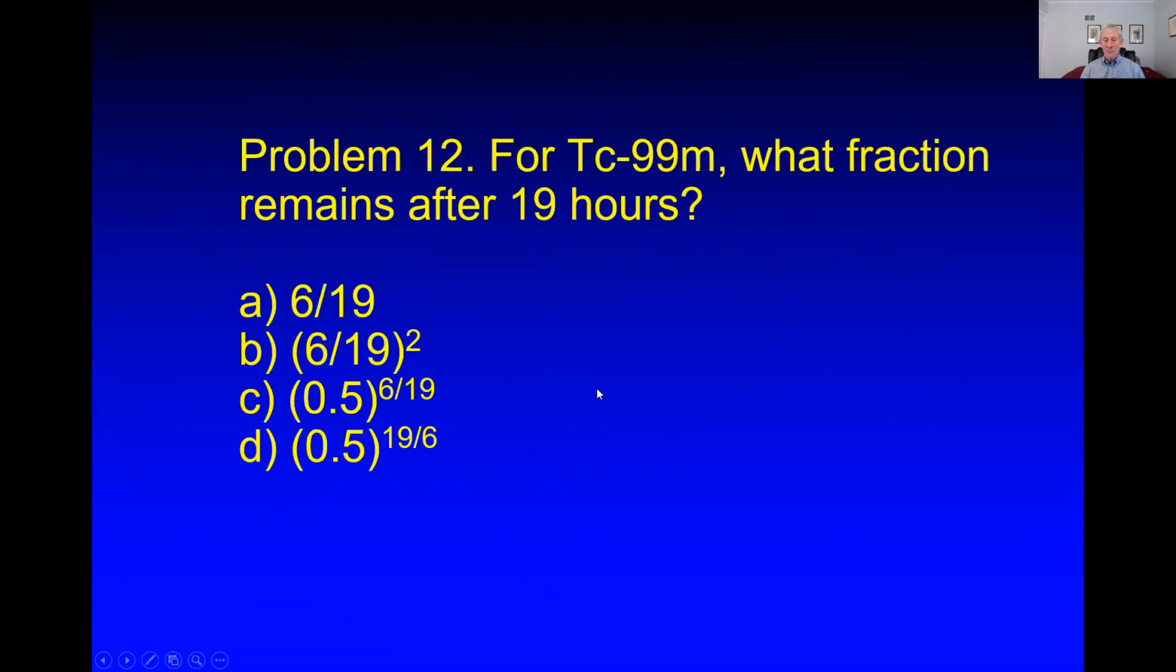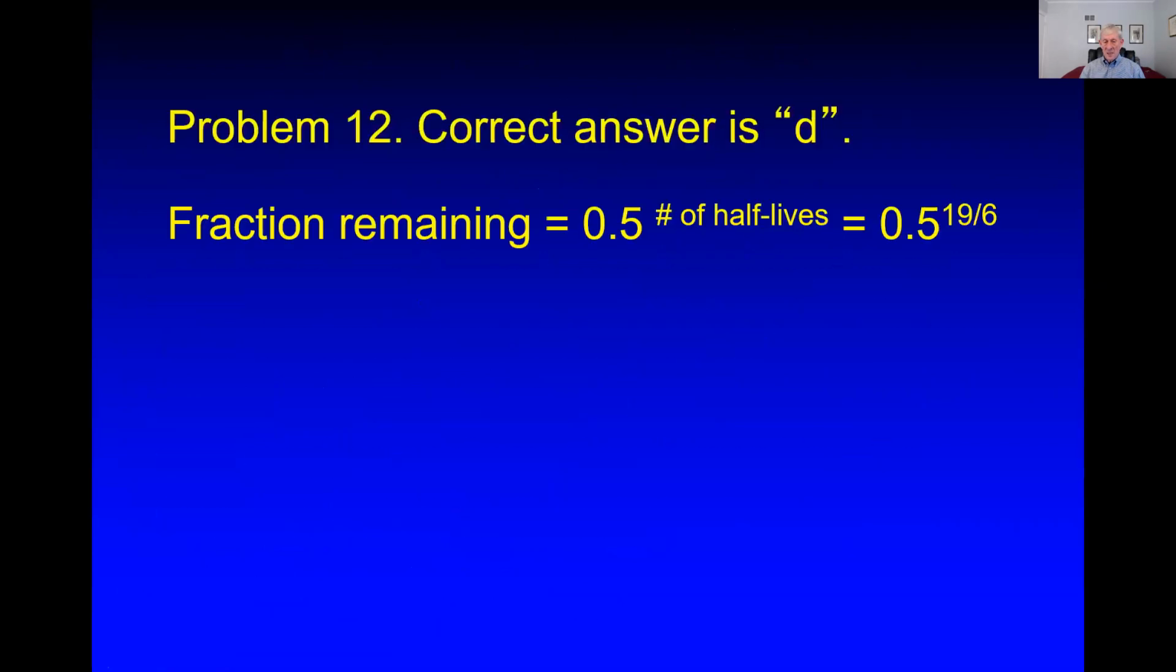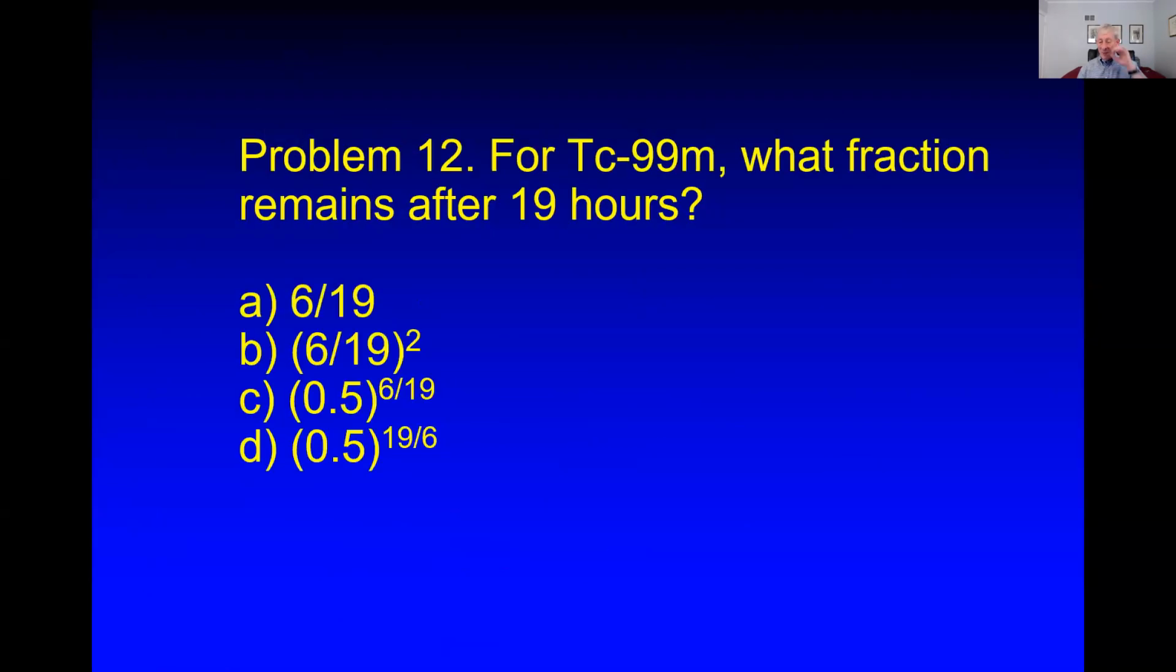And there it is. Okay. This is probably the last decay problem. For technetium, what fraction remains after 19 hours? A or B or C or D? Who's got it? D. D like David. Sure. It's 1/2 to the power of elapsed time over half-life.